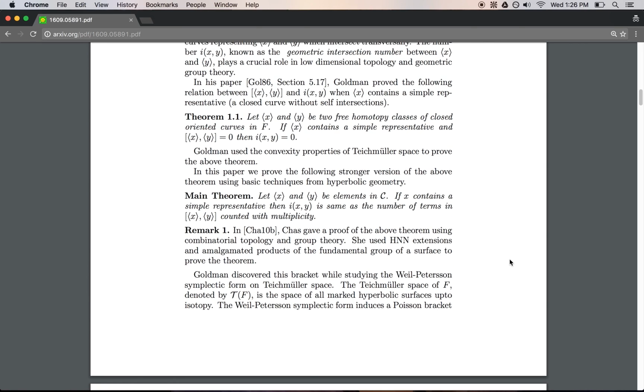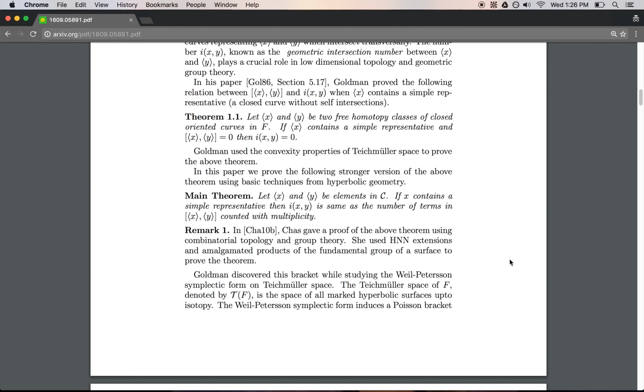Remark 1. In a paper published in 2010, Chas gave a proof of the above theorem using combinatorial topology and group theory. She used HNN extensions and amalgamated products of the fundamental group of a surface to prove the theorem. Goldman discovered this bracket while studying the Weil-Petersson symplectic form on Teichmuller space.